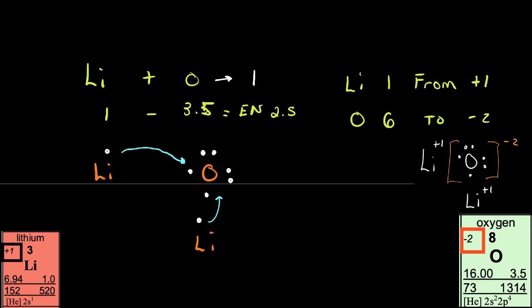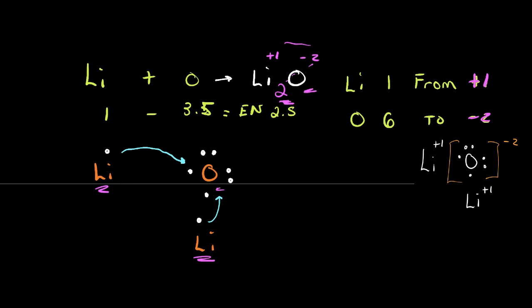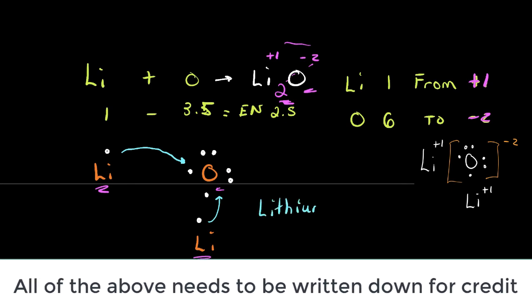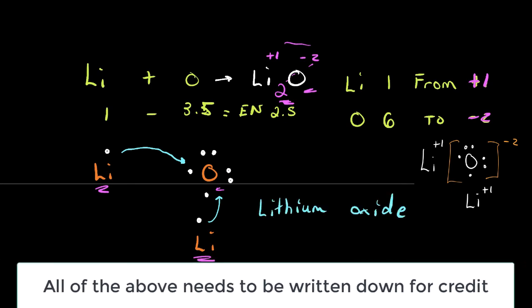All right, you have lithium and oxygen. We fill in the oxidation numbers, +1. You have -2. They don't add up to be 0, do they? So that means you have to crisscross. You need 2 lithiums, 1, 2, for every 1 oxygen. Last thing, we have to name this. So you have lithium oxide.